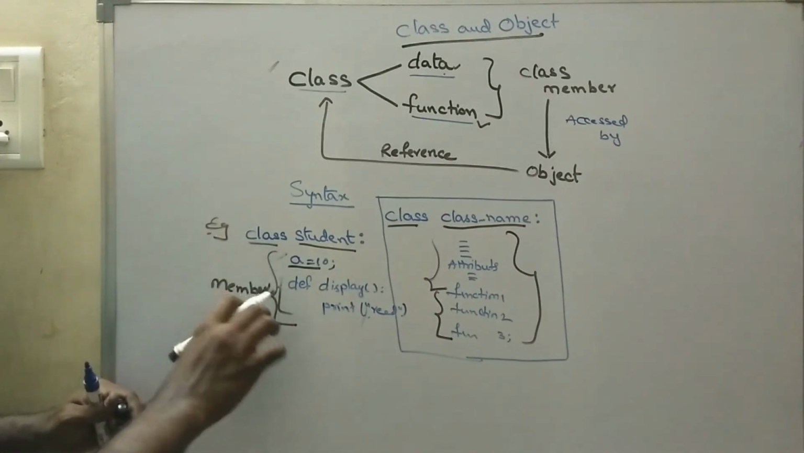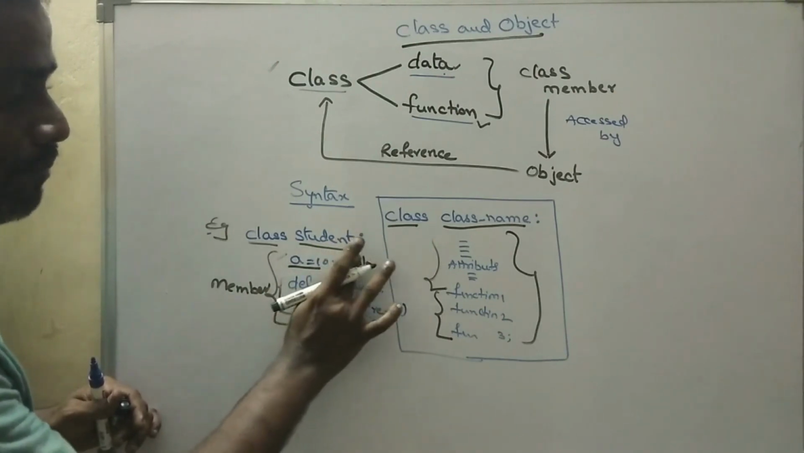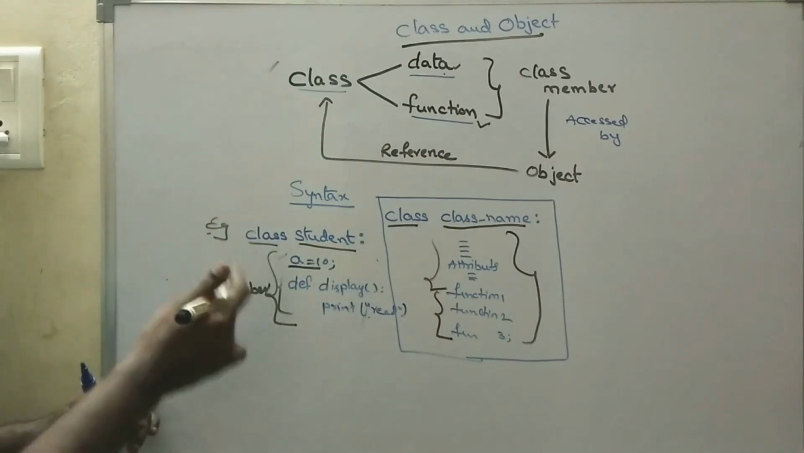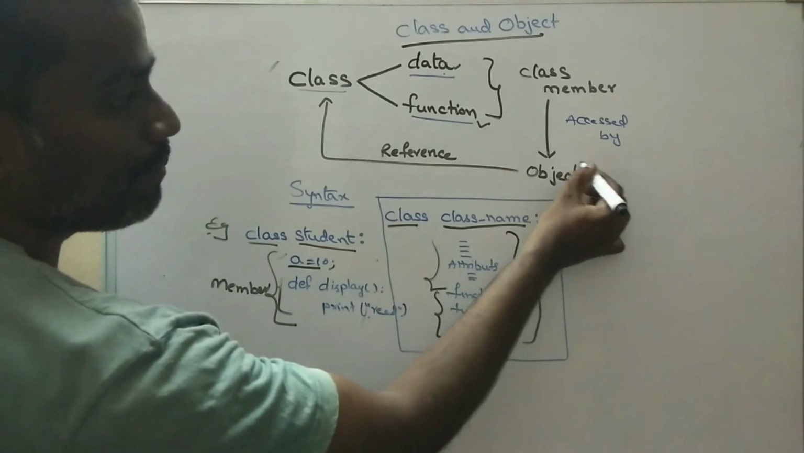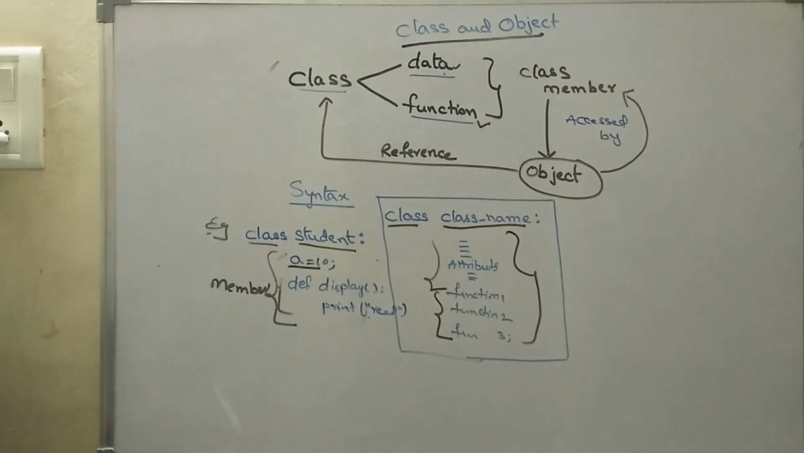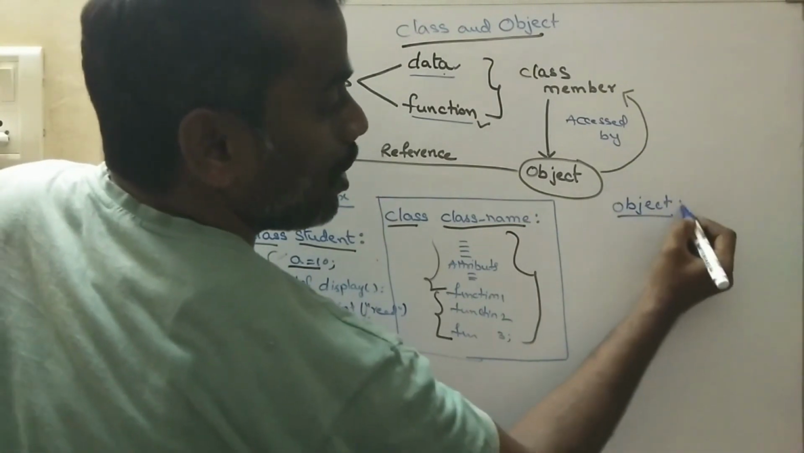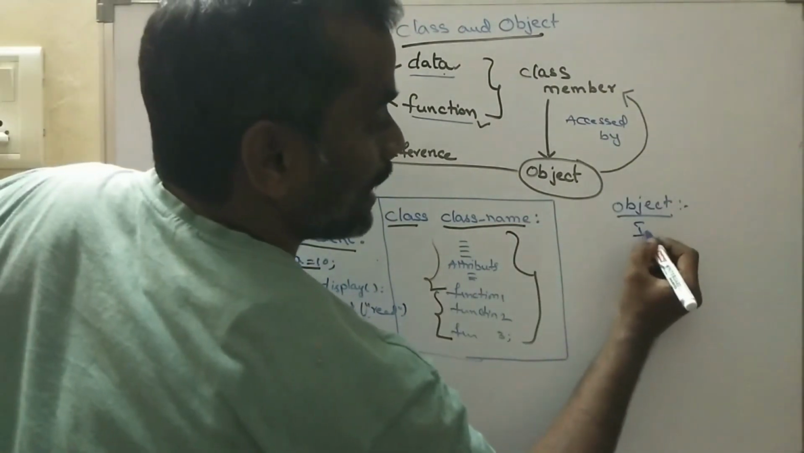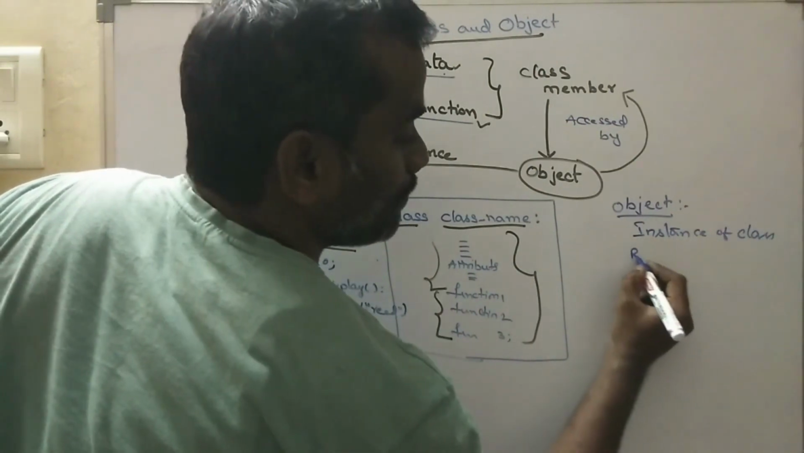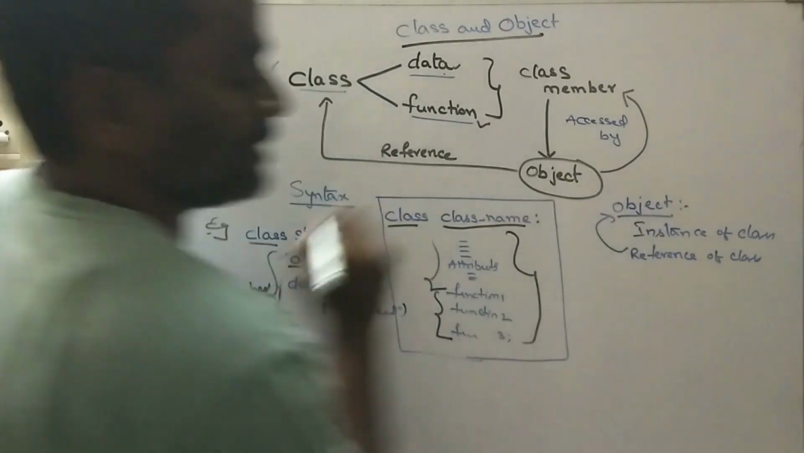Now I want to access these members. Which members? Here a is the instance variable, that is a member variable of the particular class, and display is the function. It is a member function of the class. If I want to access these members, how can I access them? By using the object. What is meant by object? Here the object is nothing but an instance of a class, or simply the reference of the class. A reference of a class is nothing but an object.